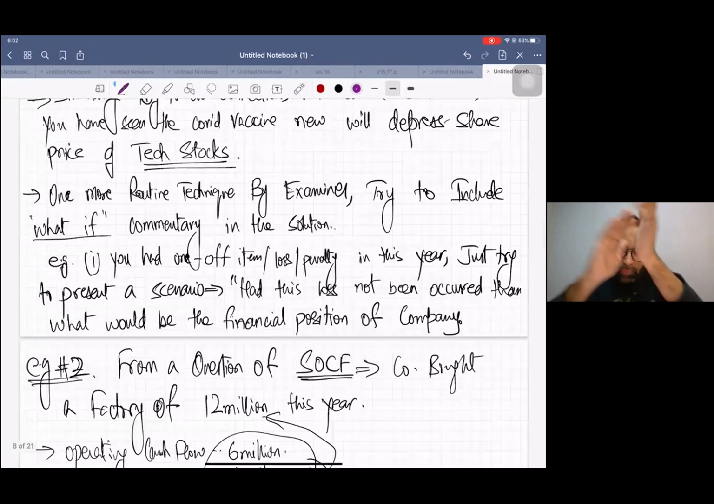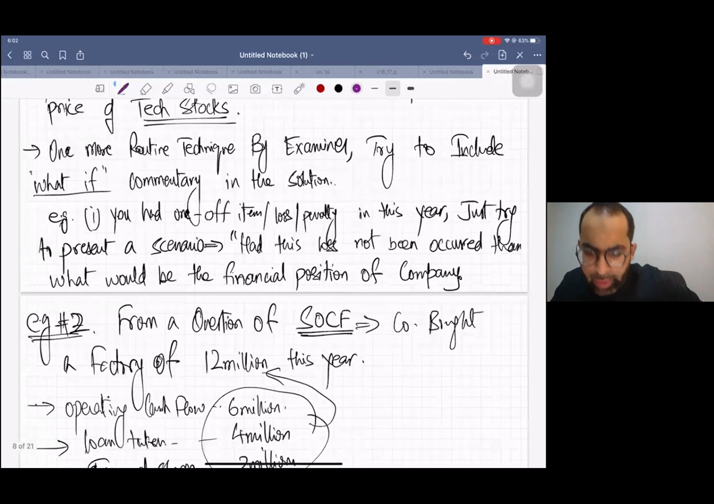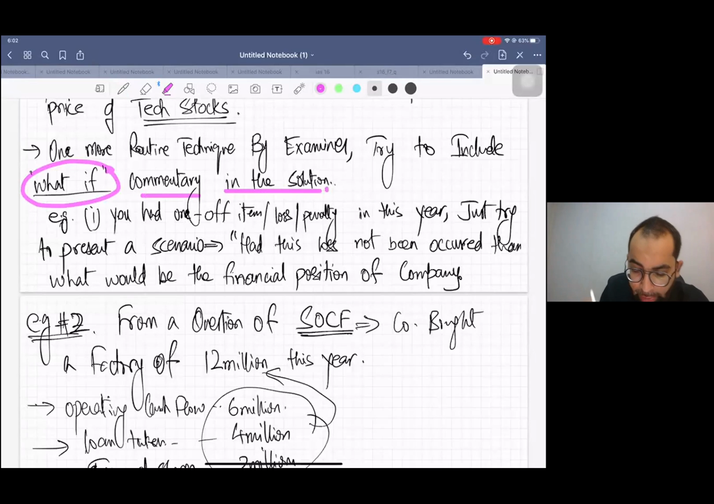Yes, excellent point. One more routine technique. This is also very routine. Try to include what-if commentary in the solution. I have seen and I have taught this commentary many times. For example, this year you have a one-off penalty, or a one-off impairment, one-off accident, or one-off bomb blast, any one-off thing in the question.